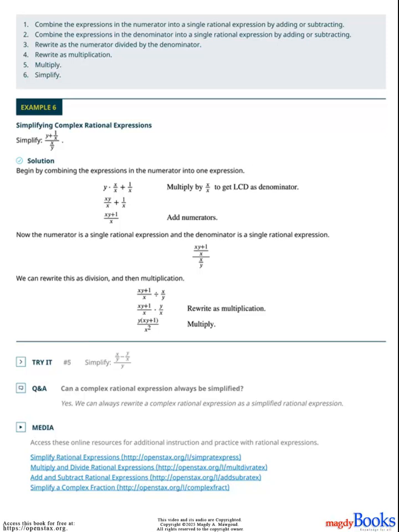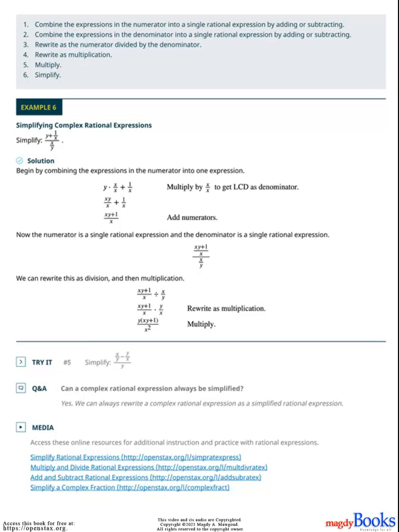xy plus 1 over x divided by x over y. We can rewrite this as division and then multiplication. xy plus 1 over x times y over x. Rewrite as multiplication. y times (xy plus 1) over x squared. Multiply.